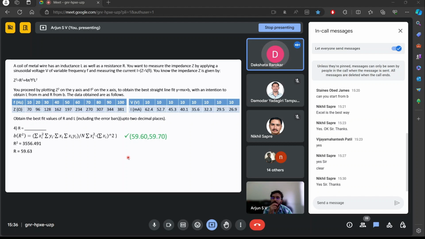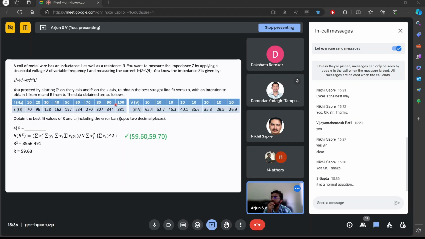Sir, with the formula, one more time explain it, please. This formula: sigma of xi square into sigma yi minus sigma xi into sigma xi yi, divided by n, where n is the number of observations, which is 10 here, the total number of data points. That is the n value, so the n value will be 10 because there are 10 data points here. For every 10 points of f, there are 10 points of z.